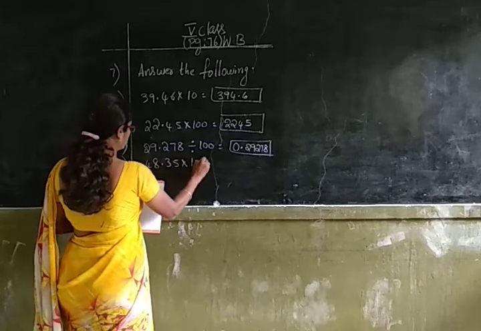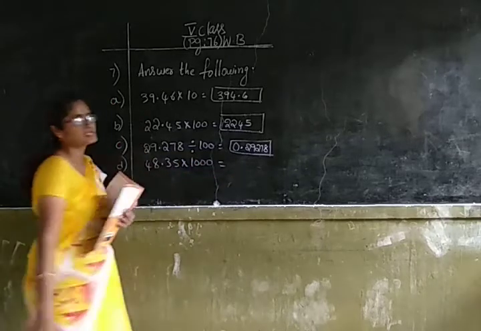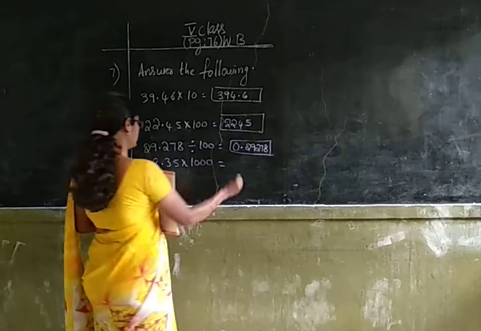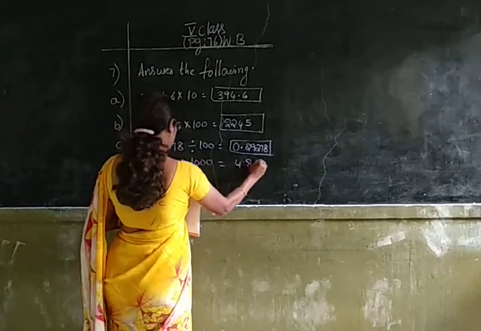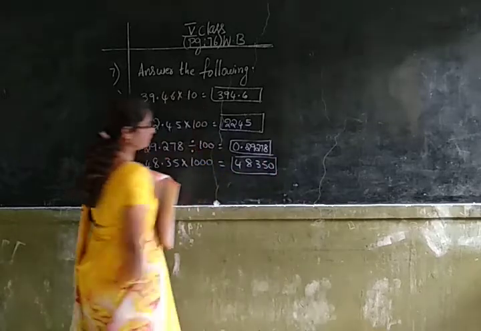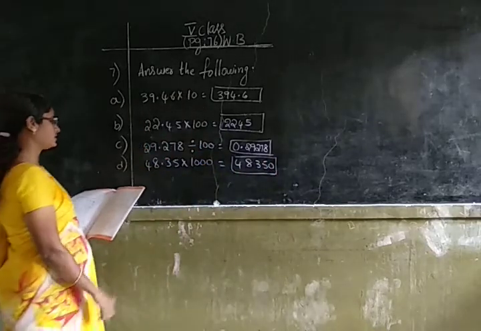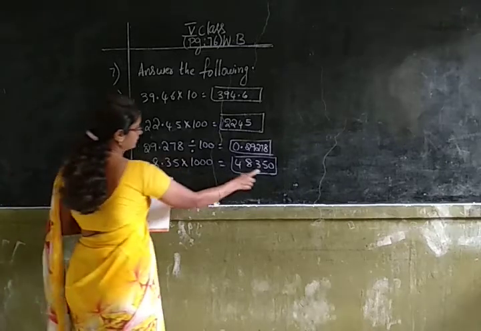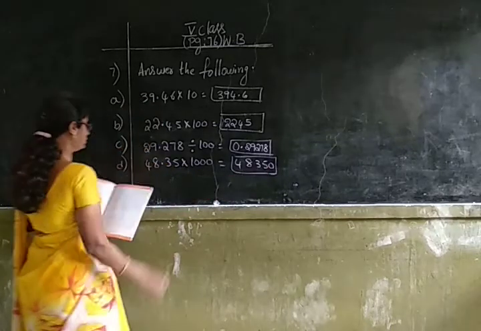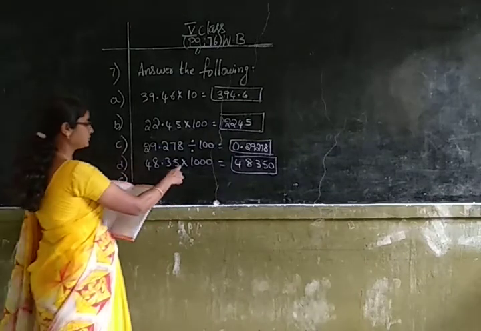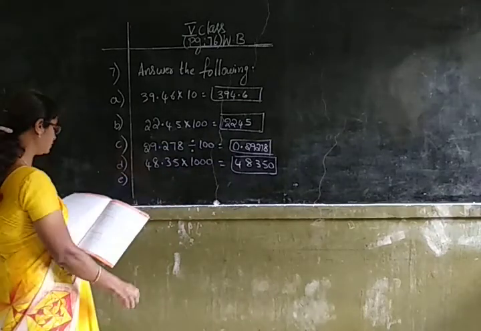Let us do the D sum. 48.35 into 1000. When we multiply a decimal number with 1000, the decimal point moves 3 steps towards right. So the answer is 48,350. Here there is no thousands place. For the sake of thousands place, you have to put 0.